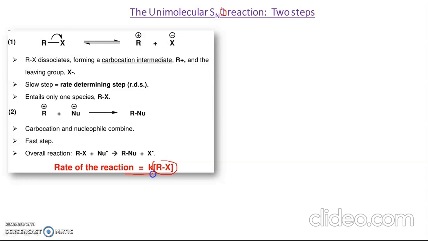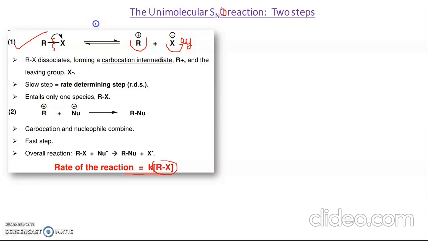So rate of the reaction is rate constant times the concentration of the species R-X, that is alkyl halide. So this is our first step. In the first step, this R-X bond will be broken and we are getting carbocation and X minus. Now when R-X dissociates, we are getting carbocation intermediate and X is the leaving group.